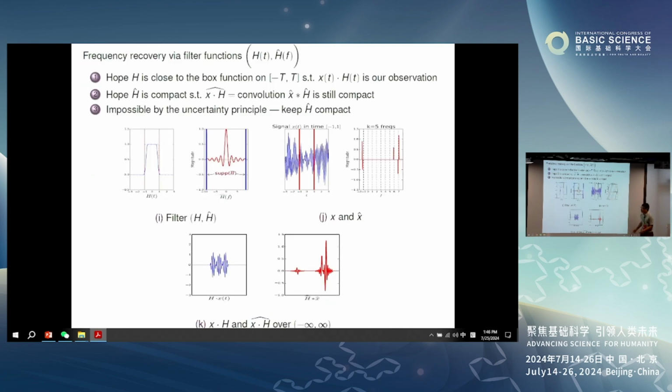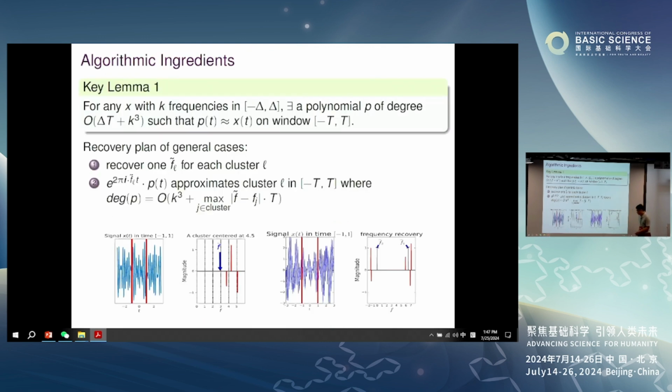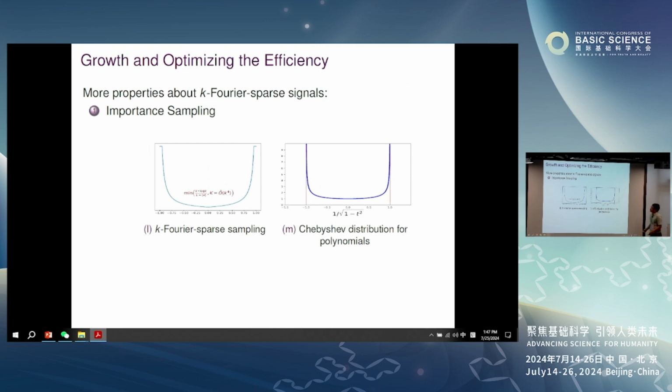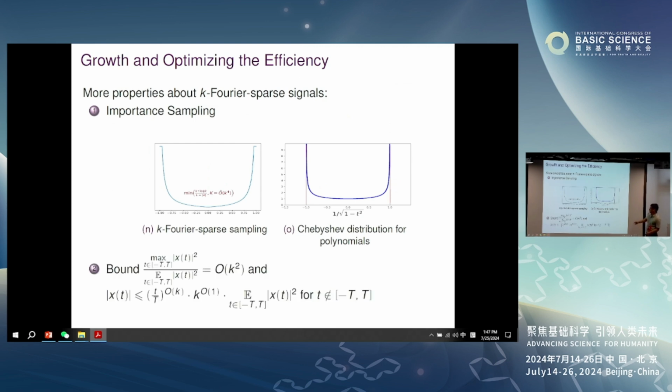Okay. So any questions so far? Yeah. So this is another algorithm ingredient. We will use filter functions to recover these 2 flags. Okay. And then there are more things about Fourier sparse signals that I didn't have time to go over.